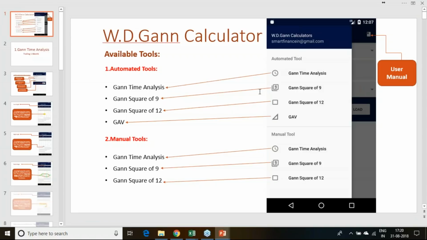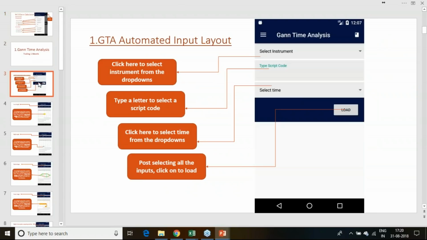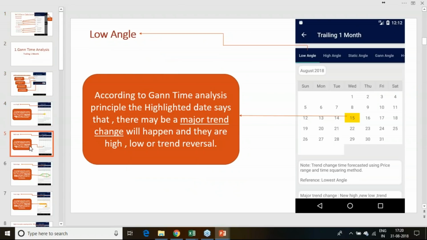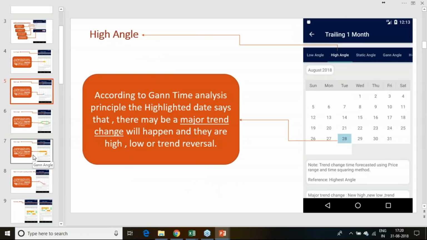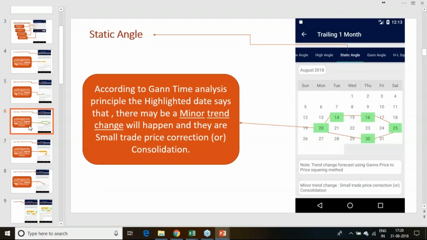Gann square of 9, 12 and GAV. These three things are being added here. So here, to measure trend change, a new high, new low, or a complete trend reversal is expected when there is a major trend change; with a minor trend change, small price corrections or consolidation may be expected.